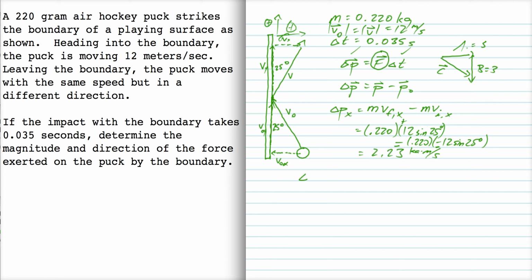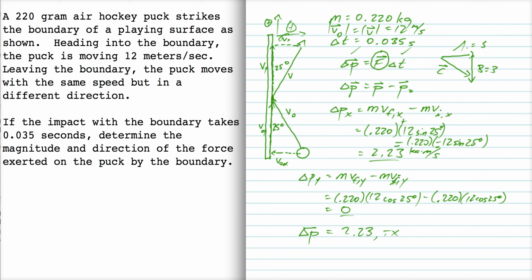Now if we look in the y direction, then we get, and the final y velocity is 12 cosine 25. It's positive because it points up. And the initial y velocity is also 12 cosine 25 because it points up. And so that adds to 0. So our delta p vector has an x component of 2.23 and a y component of 0. So it's just 2.23 in the positive x direction.